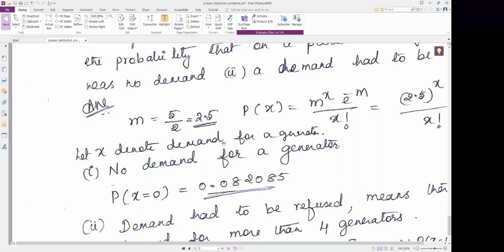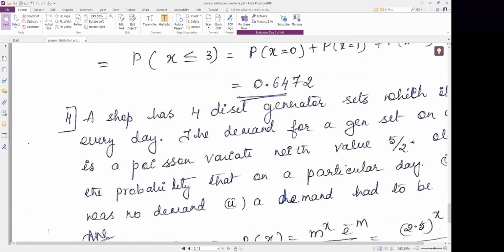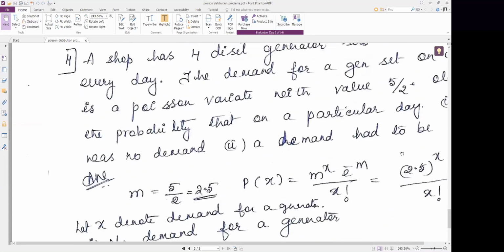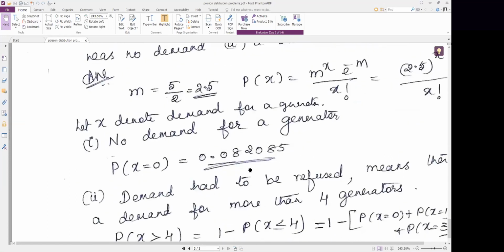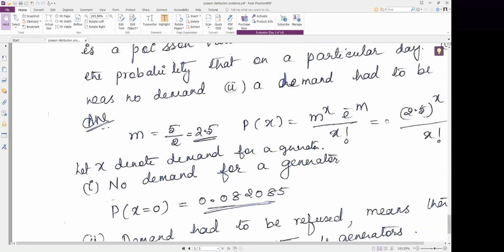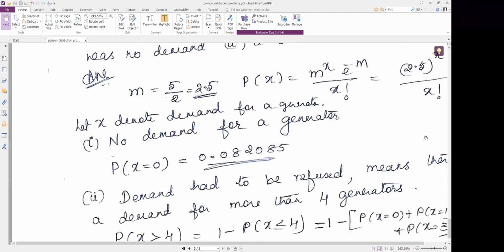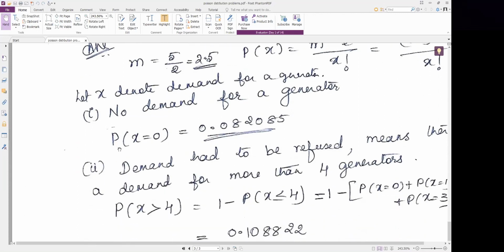Then let x denote demand for a generator. What is our x? X denotes demand for a generator set. Now what is the first question? No demand. No demand means what? Put x equal to 0. So you save this function in your calculator: 2.5 power x e power minus 2.5 divided by x factorial. Then put x equal to 0. You will get this as the answer.